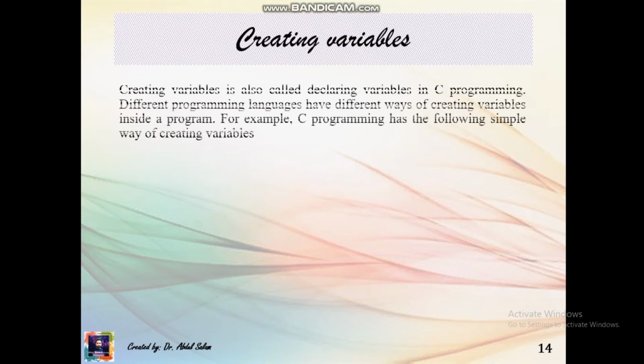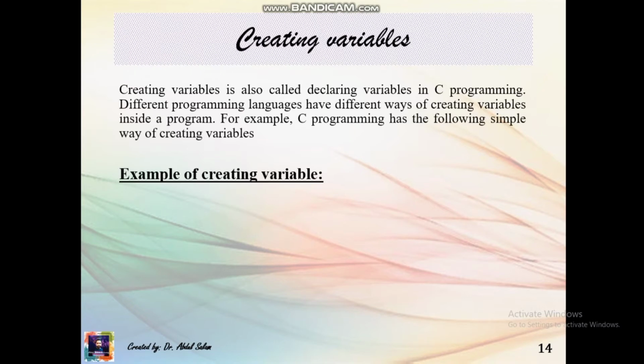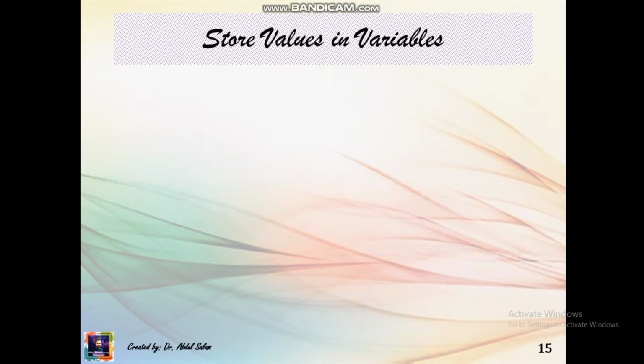Creating variables. How to create variables? Creating variables is also called declaring variables in C programming. Different programming languages have different ways of creating variables inside a program. For example, C programming has the following simple way of creating variables. Examples of creating variables include #include <stdio.h>, int main, then int a. In int a, you are just declaring a variable a. Semicolon, int b, declaration of variable b.